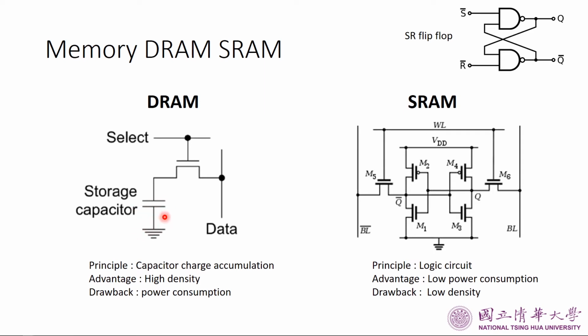If you want to store data into the capacitor, the first step is to turn on the transistor, and the data line is connected to the capacitor. If the data line is connected to high voltage, the capacitor will accumulate charge. After enough time, we can close the gate, and the charge will be confined in the capacitor. If we want to read the data in the capacitor, we can turn on the transistor and measure the voltage to distinguish whether the signal is 0 or 1.